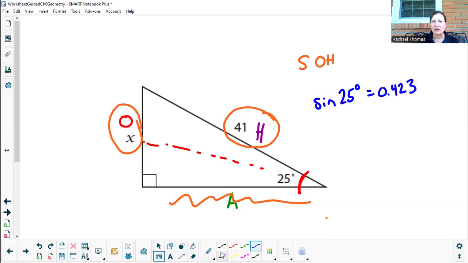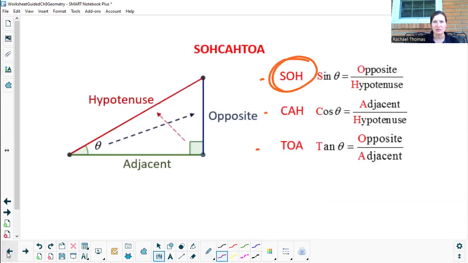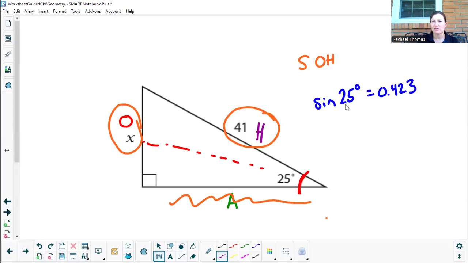And then I'm also going to think about this fraction. So sine equals opposite divided by hypotenuse. So this sine, this 0.423, was also equal to the opposite, which is x, divided by the hypotenuse, which is 41. Both of those things represent the sine of 25 degrees. This gives me an equation that I can solve for x.